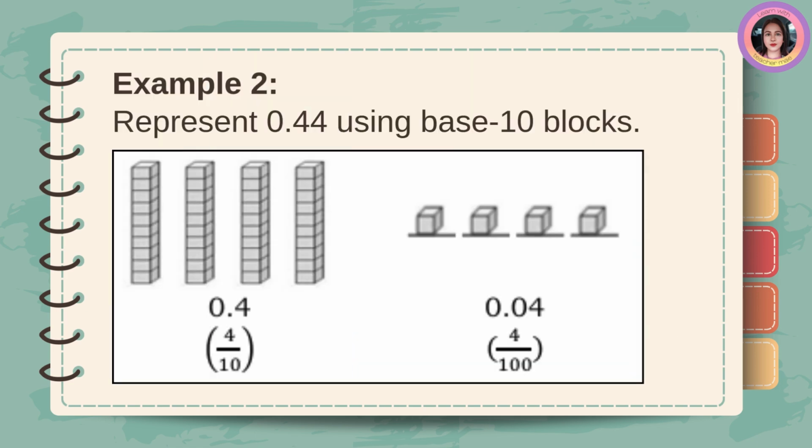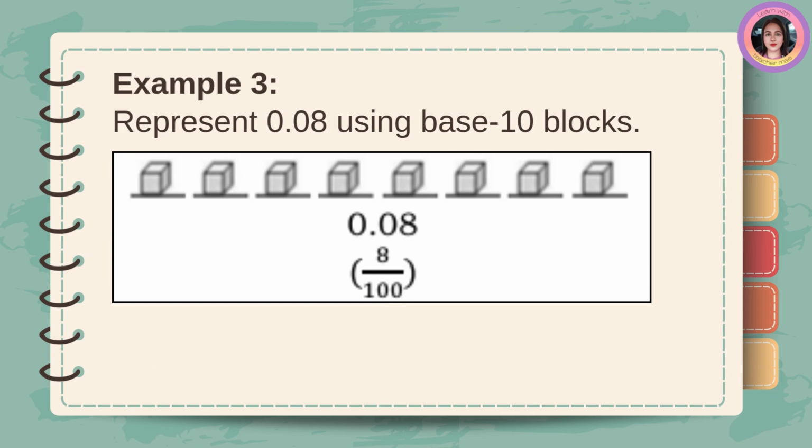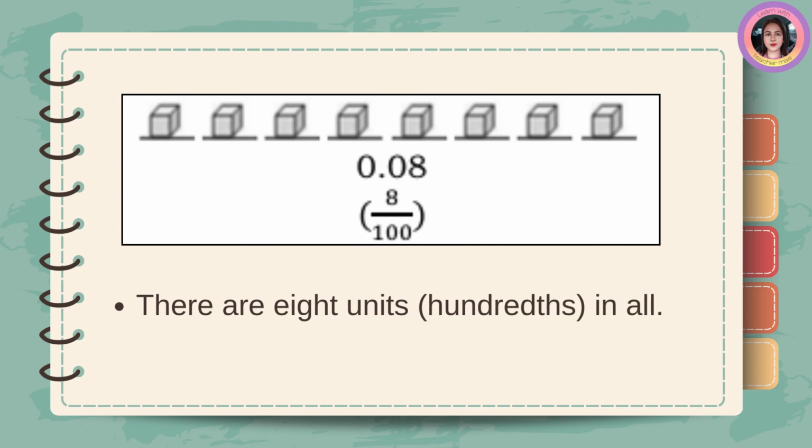Example number 2. Represent 0.44 using base 10 blocks. There are 4 rods or tenths which consist of 40 units or hundredths in all. In addition, there are 4 units or hundredths. In total, there are 44 units or hundredths. Example number 3. Represent 0.08 using base 10 blocks. There are 8 units or hundredths in all.